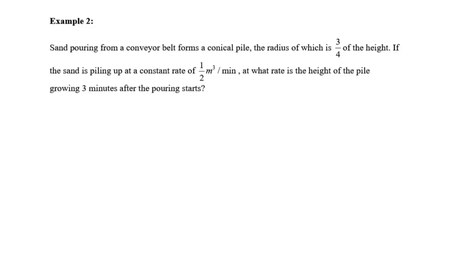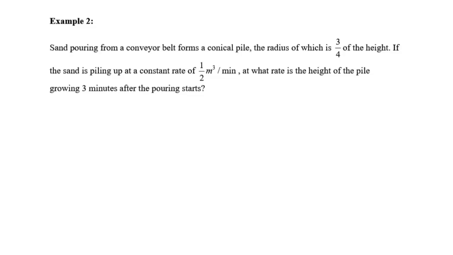So here's the question. Sand pouring from a conveyor belt forms a conical pile, conical meaning cone-like, the radius of which is 3/4 of the height. If the sand is piling up at a constant rate of half a cubic meter per minute, at what rate is the height of the pile growing 3 minutes after the pouring starts?